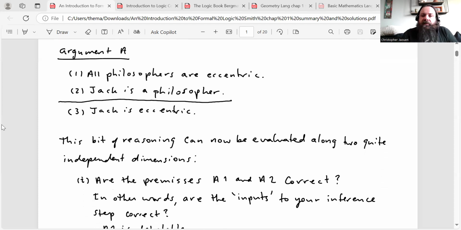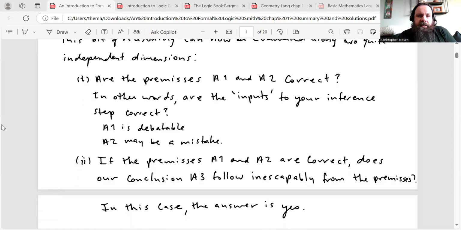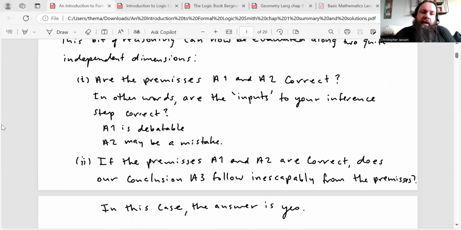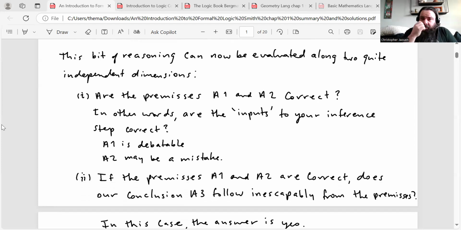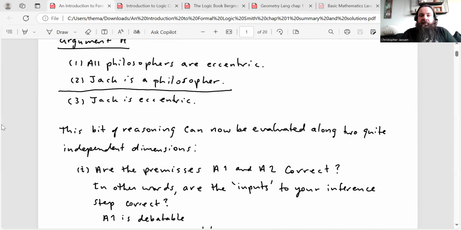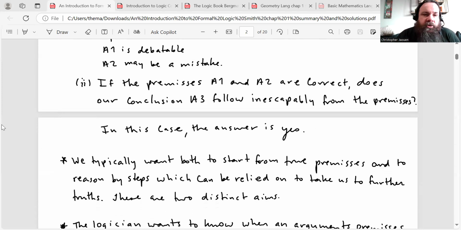This bit of reasoning can now be evaluated along two quite independent dimensions. The first dimension is, are the premises A1 and A2 correct? In other words, are the inputs to your inference step correct? A1 is debatable, whether or not all philosophers are eccentric, and A2 might be mistaken. Maybe Jack isn't a philosopher. Maybe we misunderstood or something. Dimension two: if the premises A1 and A2 are correct, does our conclusion A3 follow inescapably from the premises? In this particular example, the answer is yes, but that won't always be true.